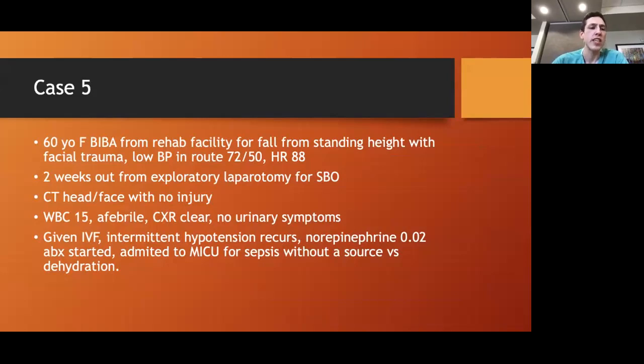She undergoes a CT of the head and face, which demonstrates no traumatic injuries, and is found to have a white count of 15, though she's afebrile with a clear chest x-ray and no urinary symptoms. She's given IV fluids, however, intermittent hypotension recurs, and so she's started on a low-dose norepinephrine infusion of 0.02. She's started on broad-spectrum antibiotics and admitted to the medical ICU for sepsis without a source versus dehydration.